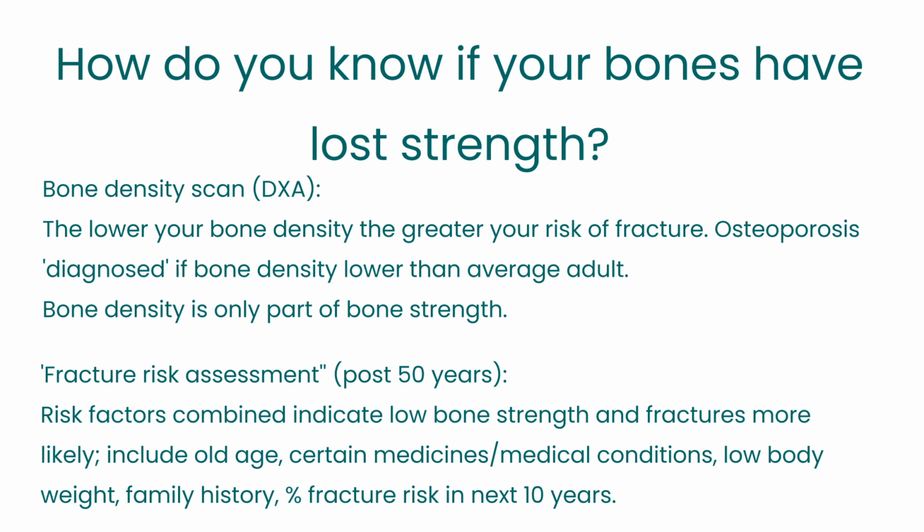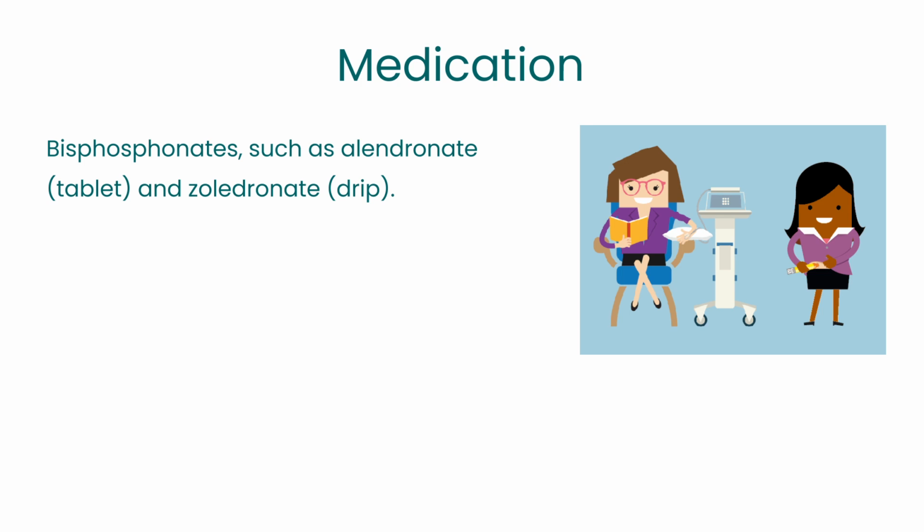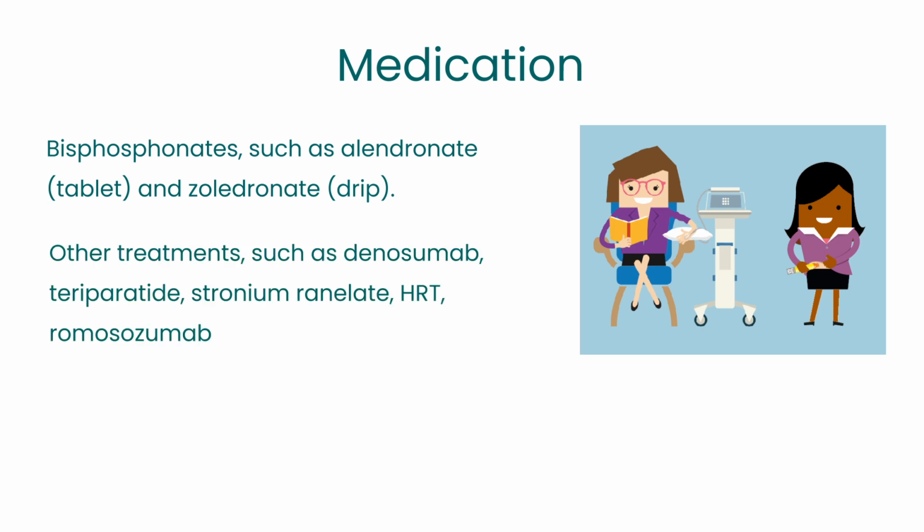And just to say also that in terms of tests and scans and investigations, it's x-rays that still are the best way of looking to see if you've actually had a fracture. Now, we've got a range of drug treatments for osteoporosis. I won't go into them in a lot of detail. We've got drugs called bisphosphonates, alendronate, zoledronate are examples of those, but we've got other treatments too: denosumab, teriparatide, strontium ranelate, HRT, and romosozumab.